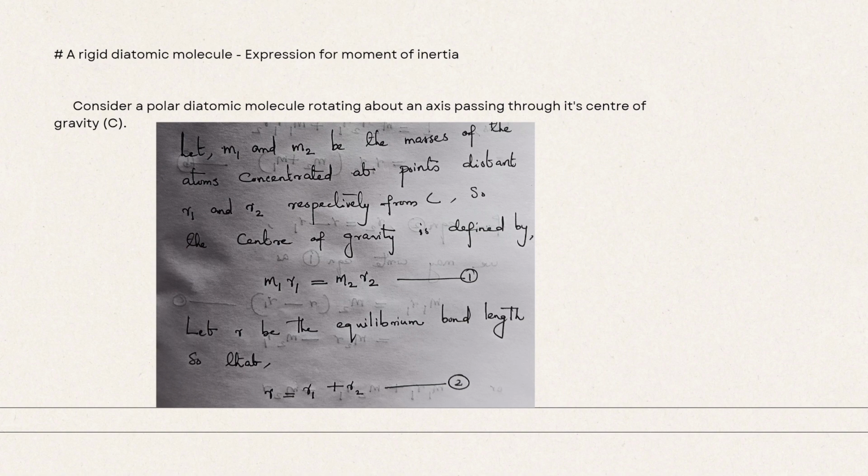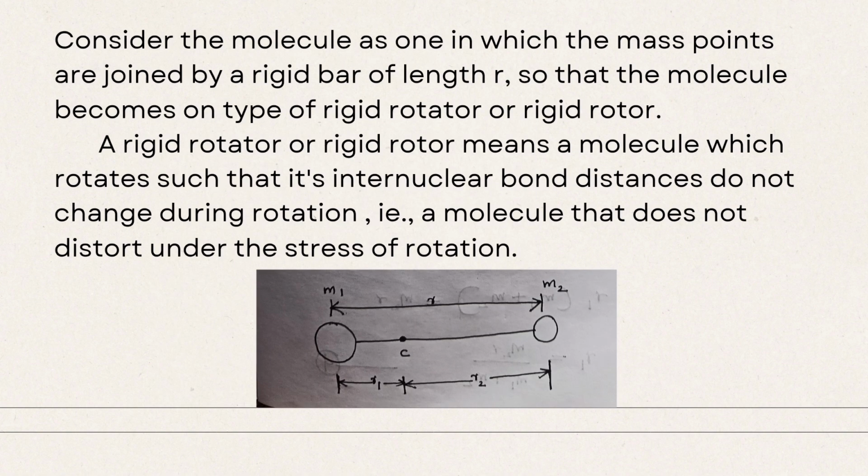A rigid diatomic molecule, expression for moment of inertia. Consider a polar diatomic molecule rotating about an axis passing through its center of gravity C. Let m1 and m2 be the masses of the atoms concentrated at points at distances r1 and r2 respectively from C. So the center of gravity is defined by m1 r1 = m2 r2. This is equation 1. Let r be the equilibrium bond length so that r = r1 + r2. This is equation 2. Then consider the molecule as one in which the mass points are joined by a rigid bar of length r, so that the molecule becomes a rigid rotator or rigid rotor.